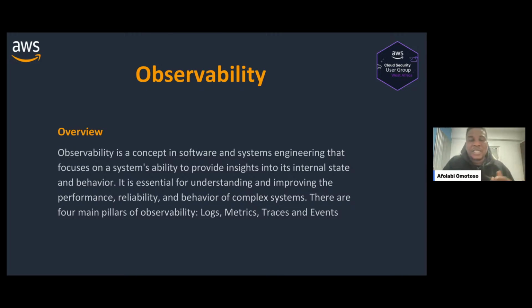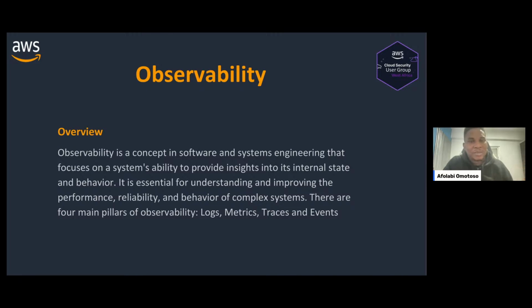The simple definition I gave is that observability is a concept in software and system engineering that focuses on the ability to provide insight into the internal state and behavior of our systems. Basically, how our application is working, how it is right now, how it was yesterday, and how it can be tomorrow. It gives us an idea of where we were yesterday, where we are today, and where we can be tomorrow. That is where the insight comes in.